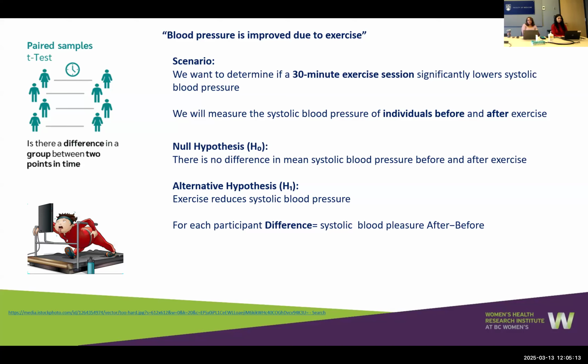So basically what we're going to do is measure before. They're going to exercise for 30 minutes and sometime after we're going to have another measure. So we're measuring blood pressure of the same individual at 2 time points. So what will the null hypothesis be in this case? There is no difference in mean systolic blood pressure before and after exercise. And our alternative hypothesis in this case will be exercise reduces the blood pressure. So basically for this specific paired test, what we will be interested in is the difference between blood pressure before and after.